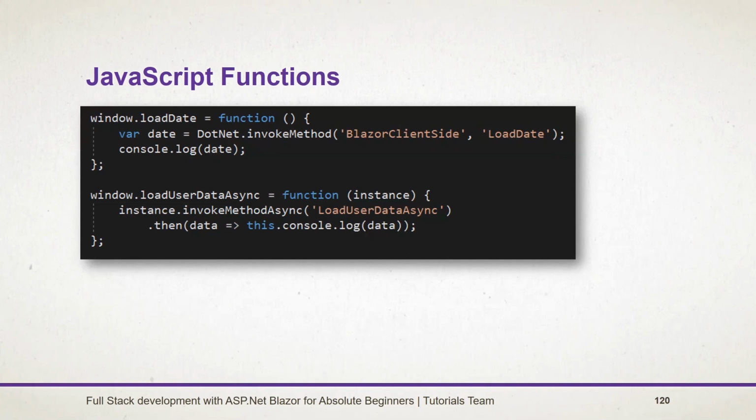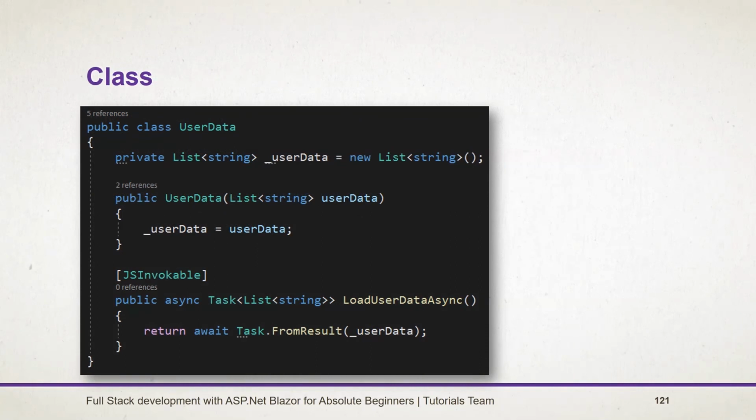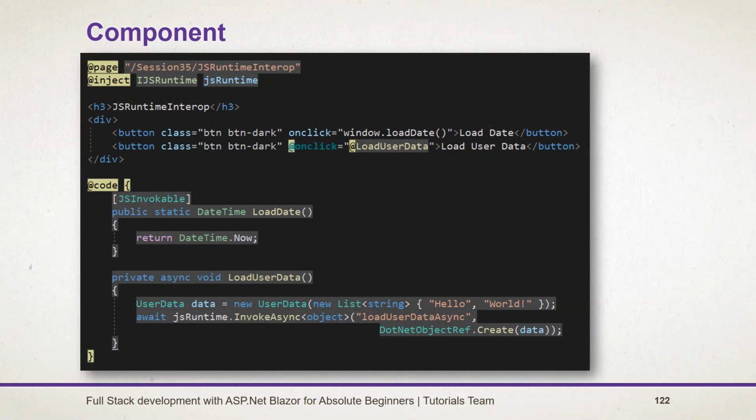Here are 2 JavaScript functions that we have created. First is synchronous and second is async, so we get a promise in return. Here is a store class which contains a list of strings. In the component, we can directly execute a client-side event like loadDate and we can execute it with JSRuntime. Here we have passed a reference of the instance.